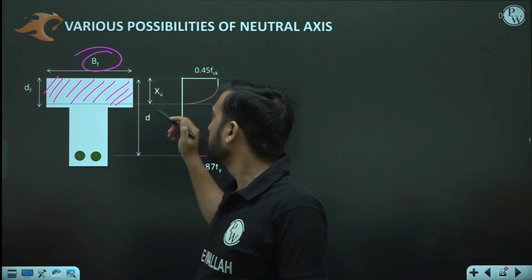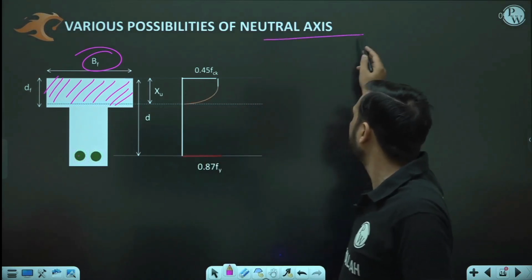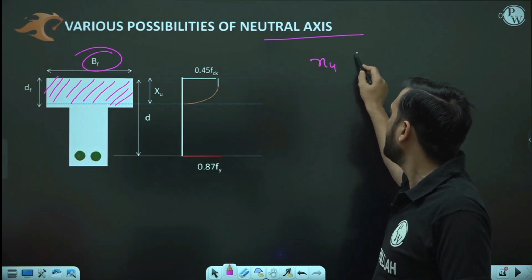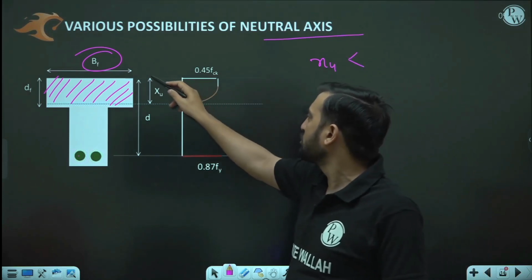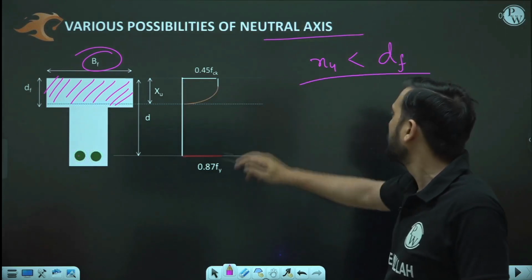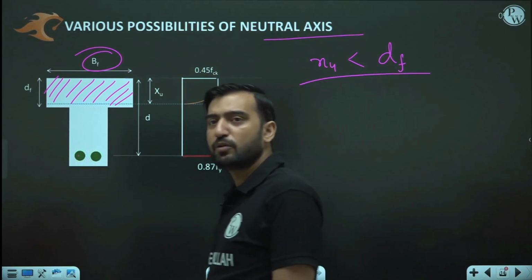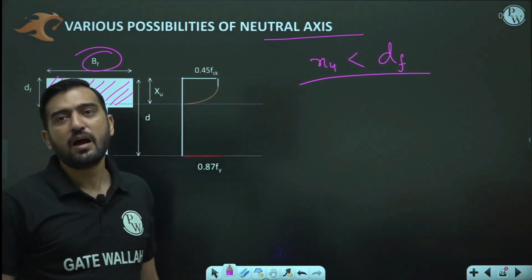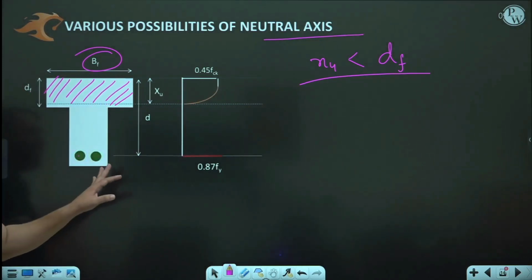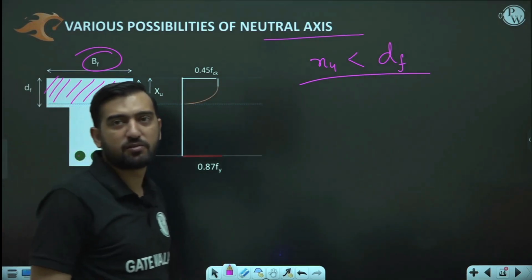So this is possibility number 1 of neutral axis, which is the easiest one, when your XU is less than, when your actual depth of neutral axis is less than the depth of the flange, when it is less than the depth of the flange. Are you getting it or not? Okay. So this case is quite clear.